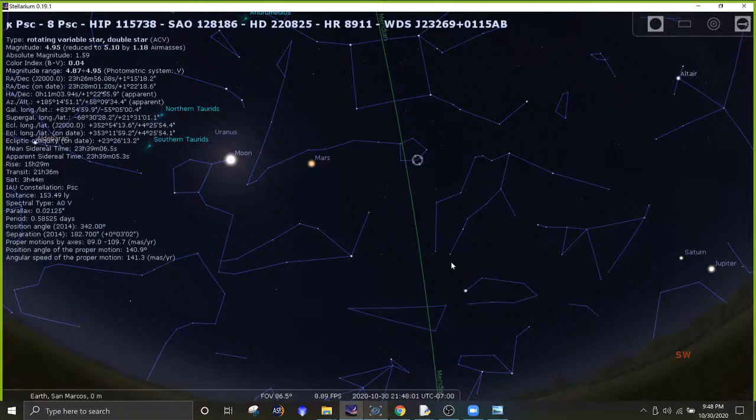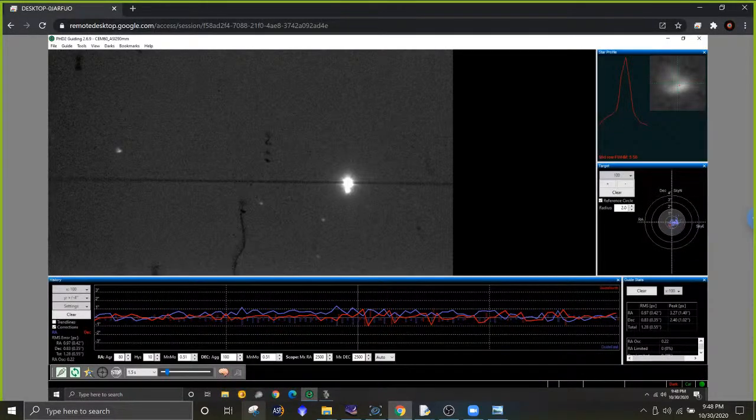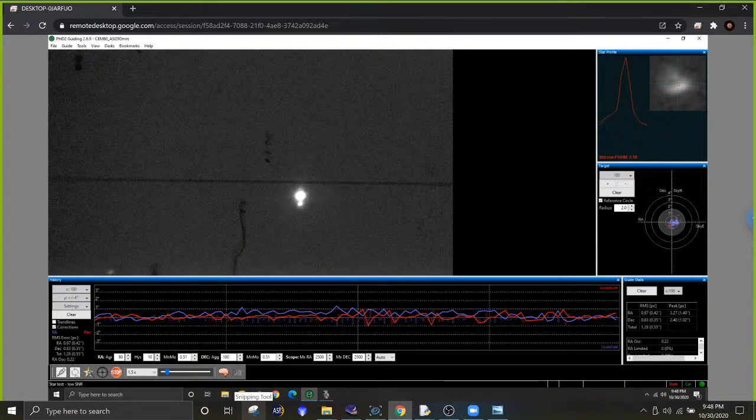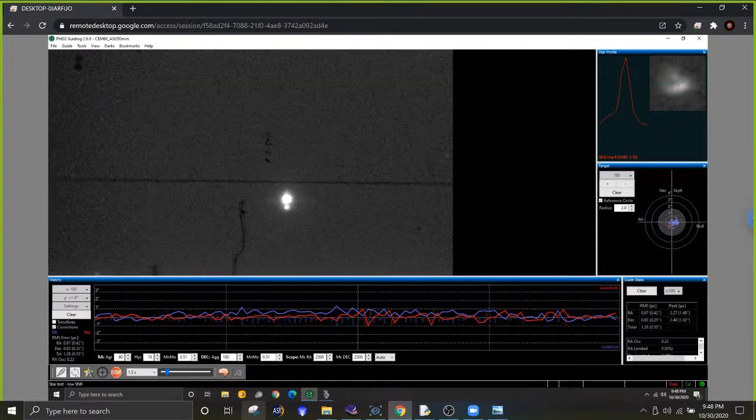Rotating variable double star, wow. Okay, let's see what shows up in the spectrograph. Oh, very convenient. Thanks, mount. It's always nice when the star just shows up right bang in the field of view.